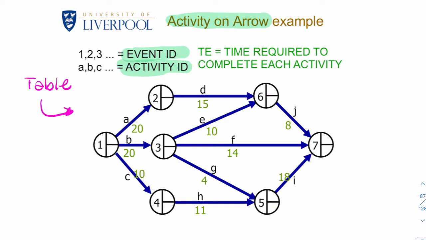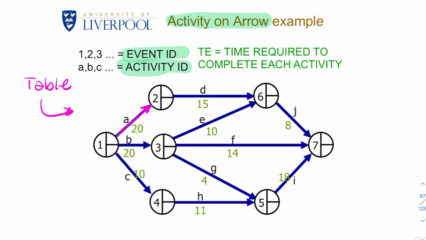So that tells us, for example, if I look at this arrow here, what does that tell me? It tells me that activity A will take 20 days. Activity D will take 15 days. Activity J will take 8 days. It also tells me that we can't get to this point, i.e. we can't initiate activity J until activity D and E have both taken place.